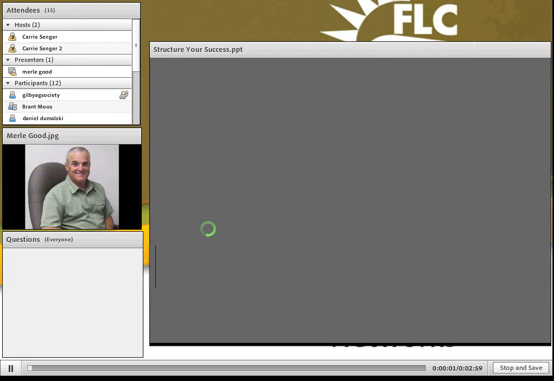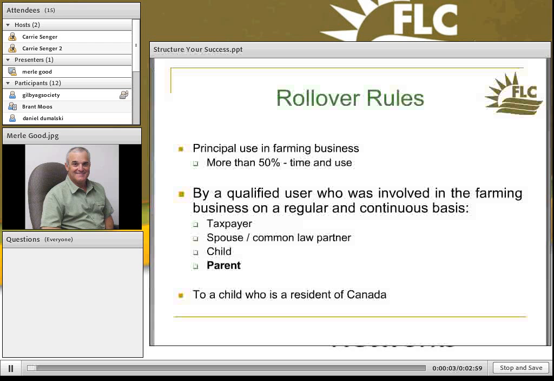Now, it's really important to understand that these rules have changed. About 1996, you notice in the overhead, I have the word parent highlighted, and it's really important to understand this now. There's very few people that I meet in my office or in public seminars that do not qualify for the rollover rules.